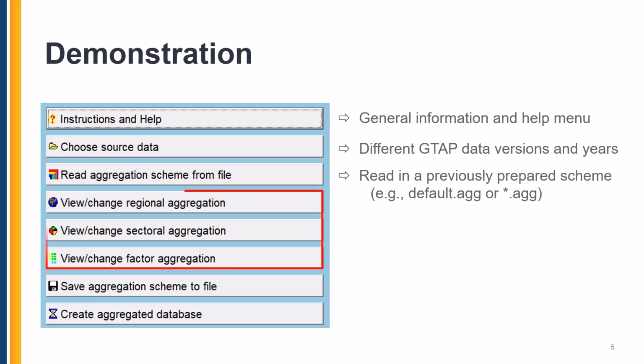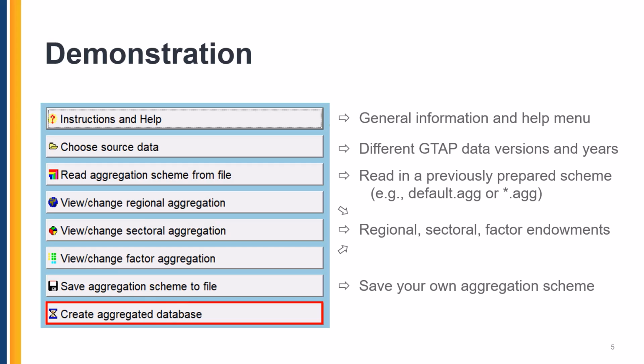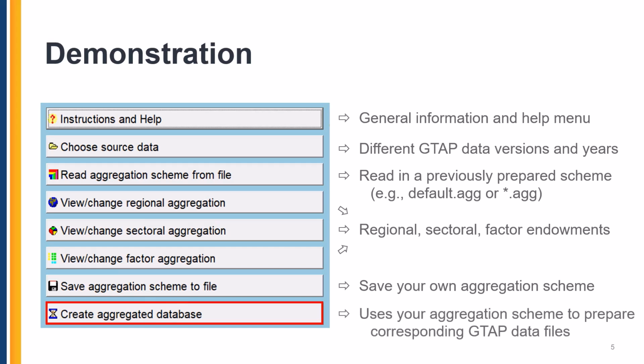The next 3 categories facilitate changes to regional, sectoral, and factor endowments, while the second to last category allows you to save your aggregation scheme to file. The final category creates aggregated database results in GTAPAgg, using your own aggregation scheme to prepare corresponding GTAP data files. Now that we've reviewed the base commands in GTAPAgg, let's move away from our slides and transition into our demonstration of the GTAPAgg software.